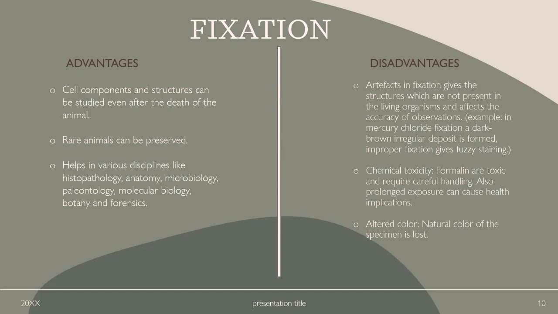In fixation, when we use mercury chloride, it forms a dark brown irregular deposit, which is not present in the cell, right? And when we do improper fixation, it gives fuzzy staining, that is improper staining or blurred staining is obtained. Then formalin is toxic, so we should handle it with care, and prolonged exposure can also cause health implications. And when we do fixation, the natural color of the specimen is lost.